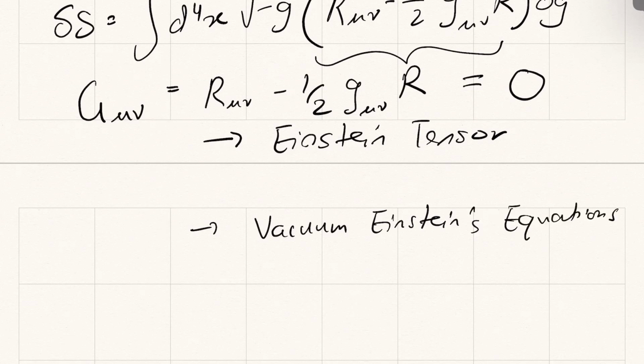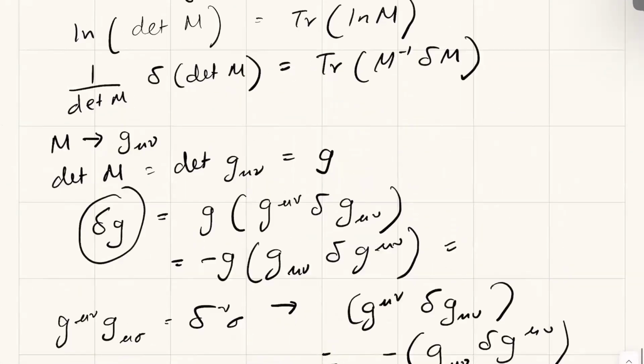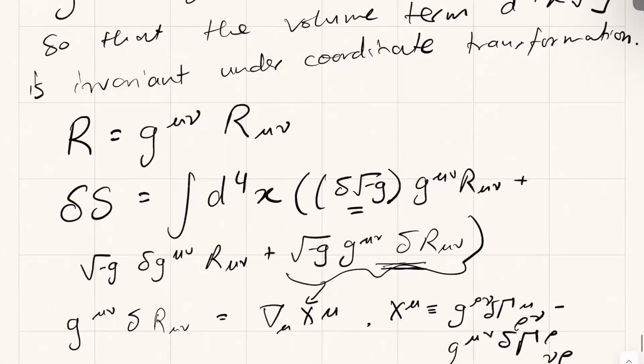Why are we calling this vacuum? Exactly. When we define the action over here, we did not imply any sort of matter or any substance that we're putting inside the action, right? We just derive this absolutely from the idea of curvature, absolutely from the idea of geometry, right?